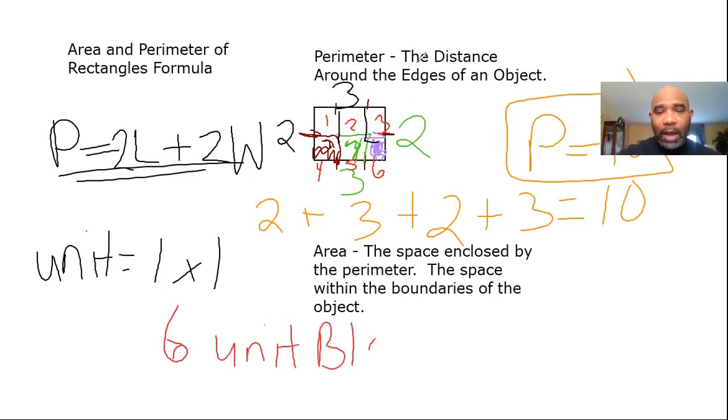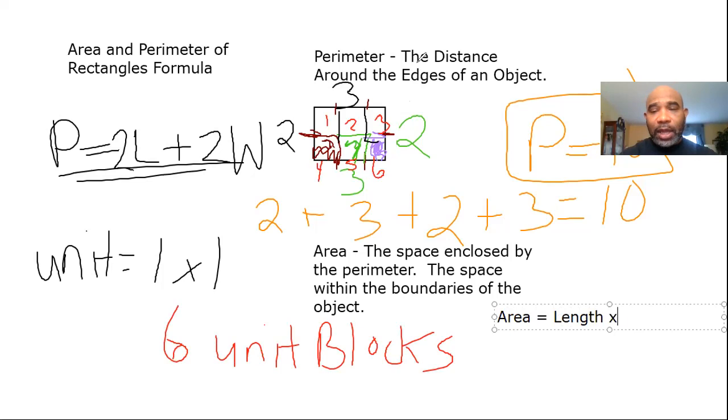Now you may say, well, I was wanting an equation. Well, let's get to the equation. What do we do? There's another way to get those 6 unit blocks instead of adding them in one at a time. We could simply say that the area, and I'll type that in, area is equal to the length times width. The area of a rectangle is simply equal to the length times width.